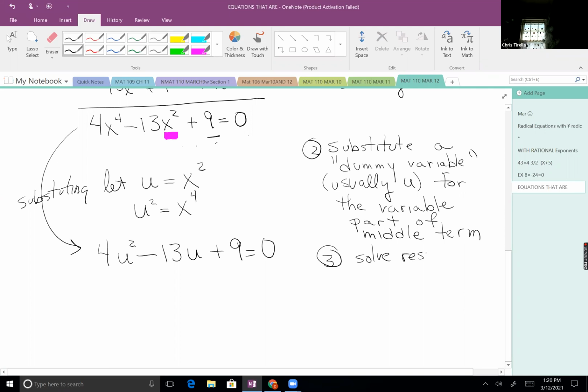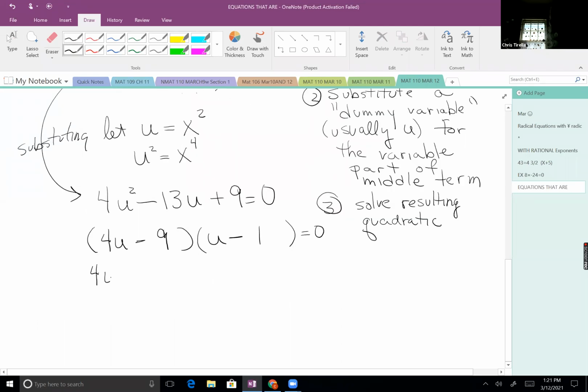So let's solve the resulting quadratic. And I do believe this one's factorable. Our signs are the same, both minus. And I kind of noticed that 13 is the sum of 9 and 4. So I think that if I use the 4 and the 9, that'll give me that 13 in the middle.